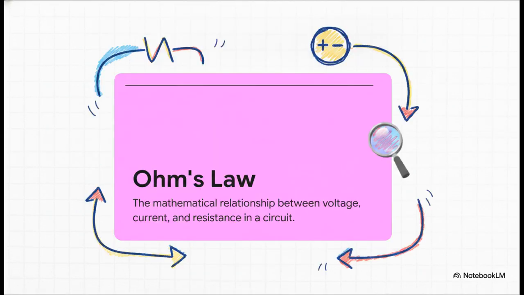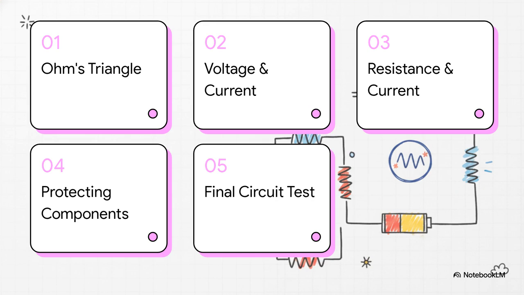So what actually is Ohm's law? Simply put, it's just the mathematical relationship between voltage, current, and resistance. It defines exactly how these three foundational forces relate to and influence each other inside any electrical circuit. It's like a perfectly balanced scale. If you change just one of those elements, Ohm's law tells you exactly how the other two are going to react. Here's our roadmap for today's explainer.